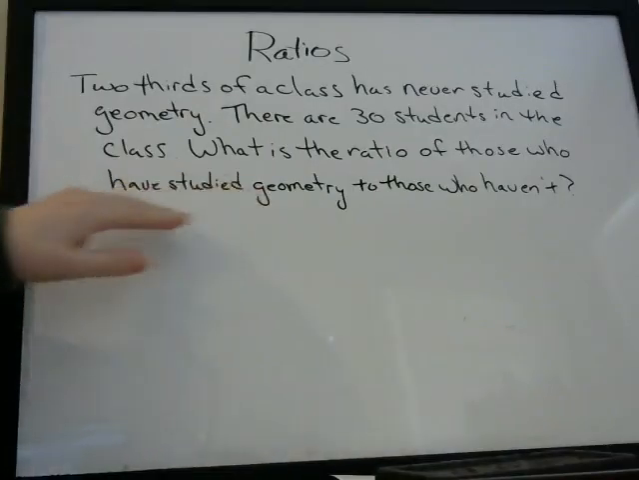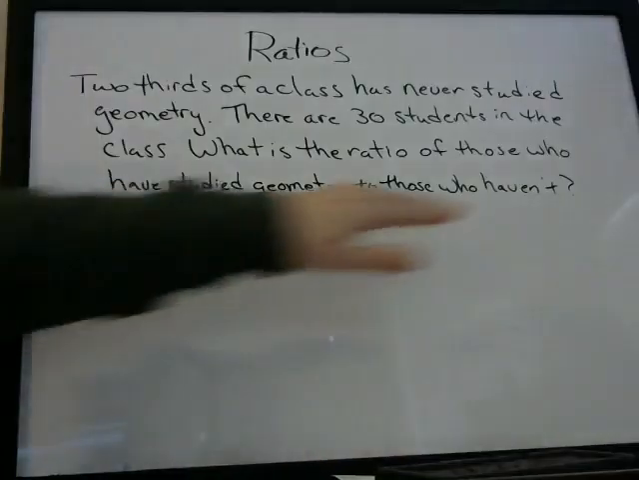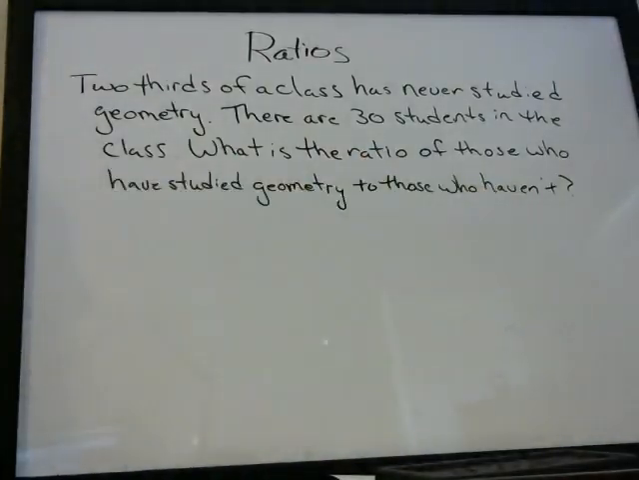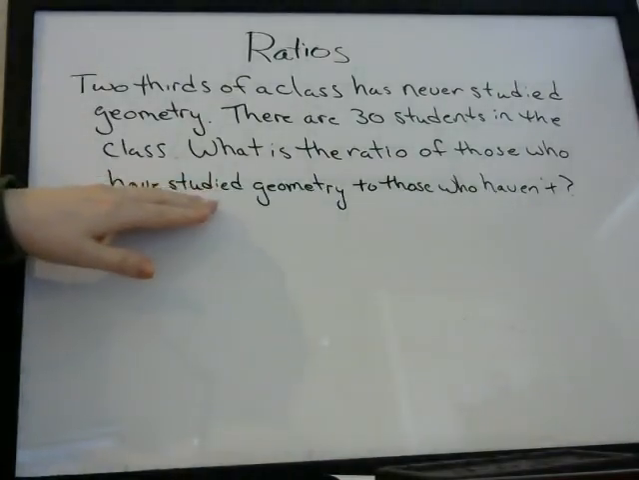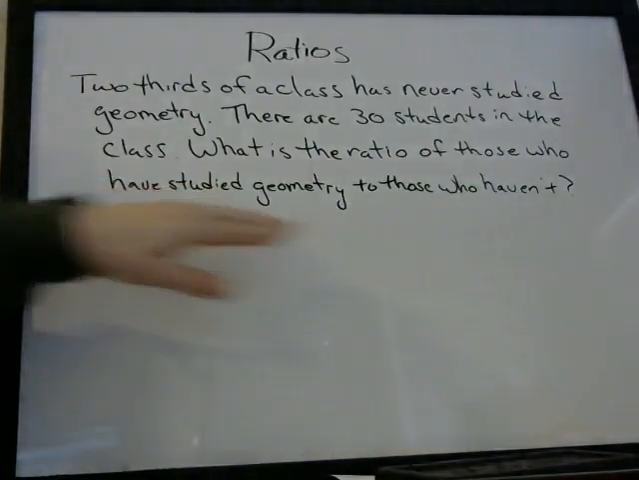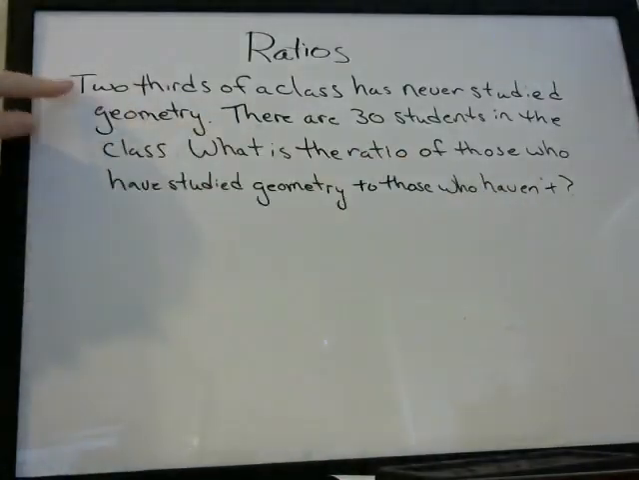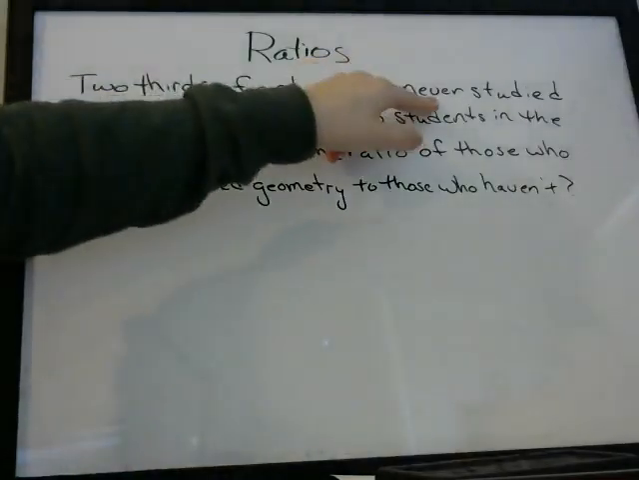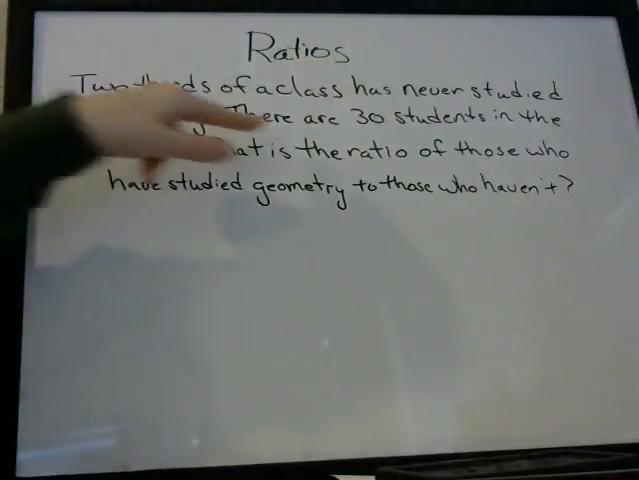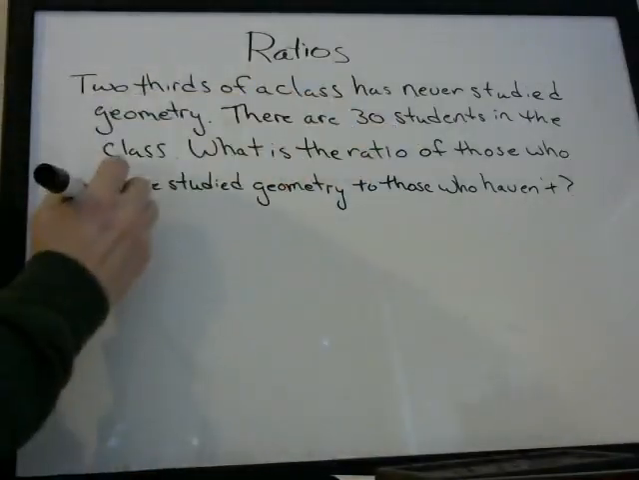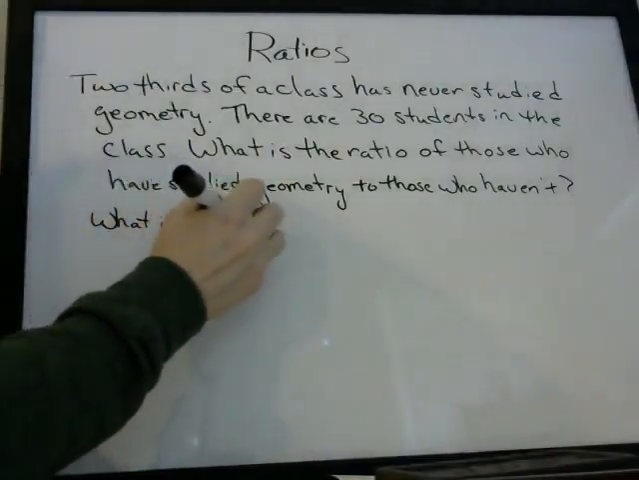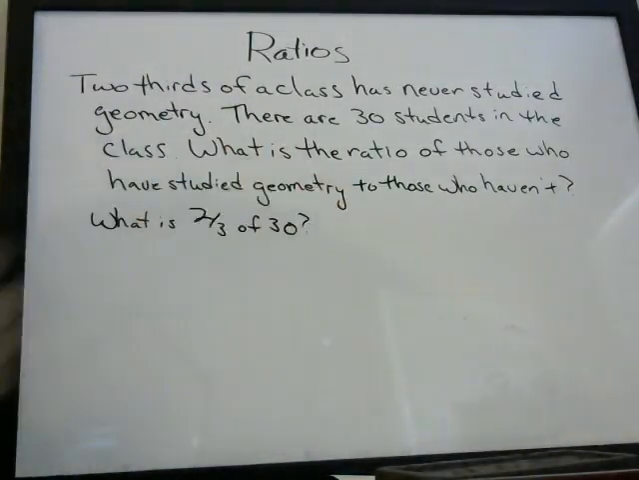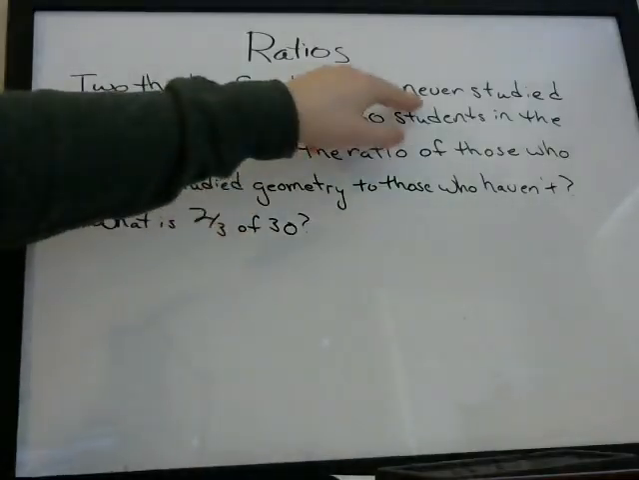So again, the ratio we're looking for is those who have studied to those who haven't. So now we just need to figure out what are these numbers. How many of the students have studied geometry and how many have not? Well, the first sentence gives us the answer to that. 2/3 of the class have never, so they have not studied geometry. And then there are 30 students in the class. So the question in your mind should be, what is 2/3 of 30? Because that's going to tell us how many have never studied.